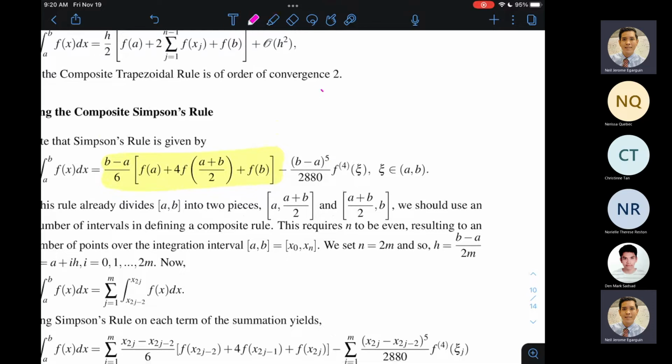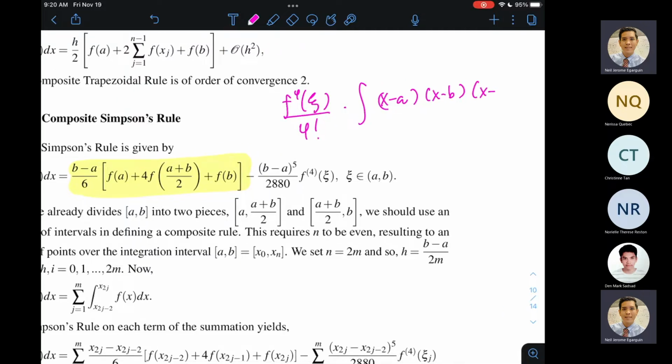Again, yung error term niya ay, kasi sa Simpson's rule, gumamit na tayo ng ilang points. Gumamit tayo ng 4 na points. Tama nga ba? Yeah, I think so. Sa Simpson's rule, 4. So kaya meron ka diyang fourth derivative of psi all over 4 factorial. Okay? Times integral ng x minus a times x minus b, tapos times x minus (a plus b) all over 2 dx from a to b.